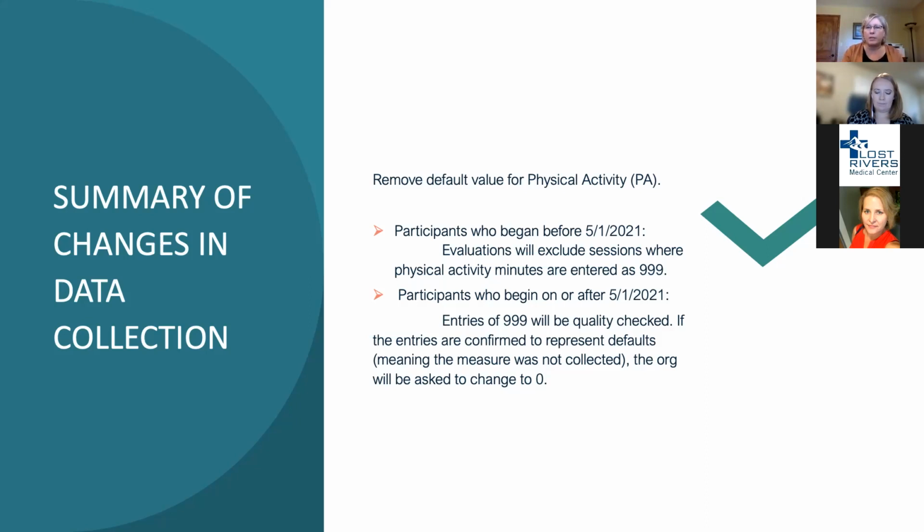So some other changes in the data collection include the removal of that default value of 999 for physical activity when it wasn't collected. So as a coach, if you did not collect those physical activity minutes, you just put 999 as a default. Or if you haven't been collecting it because you're going through each module and you haven't assigned that yet as collection, you would use that default 999.